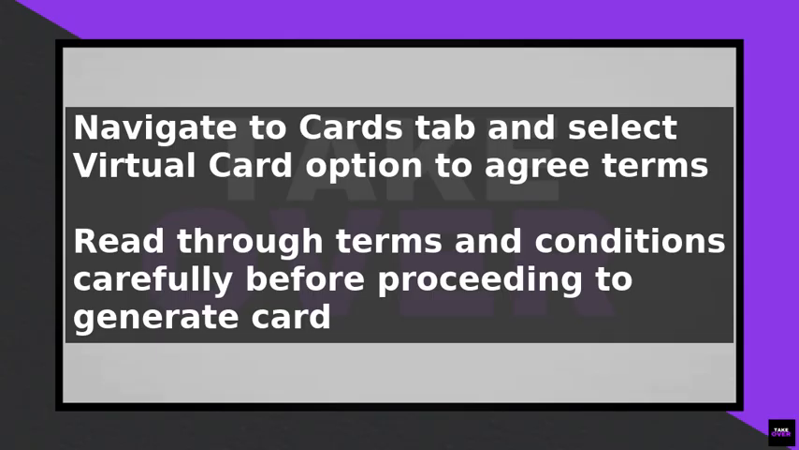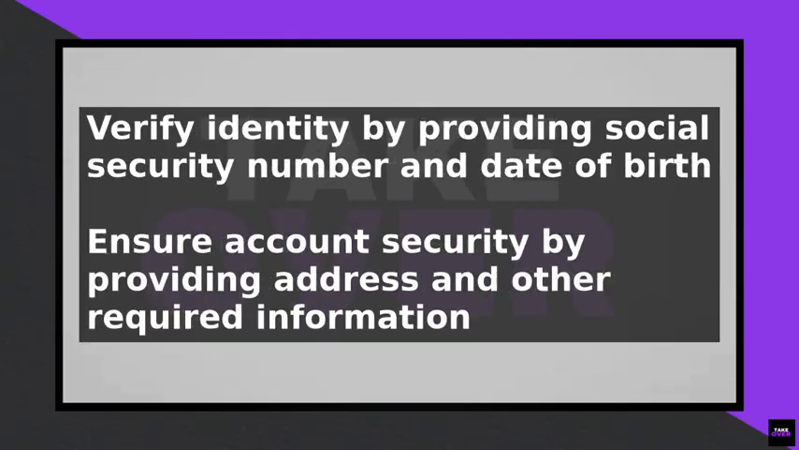To activate your virtual Chime card, you will need to verify your identity by providing some additional information such as your social security number, date of birth, and address. This is a standard security measure to ensure that your account is secure and to prevent any unauthorized transactions. Once your identity is verified, you can start using your virtual Chime card immediately.